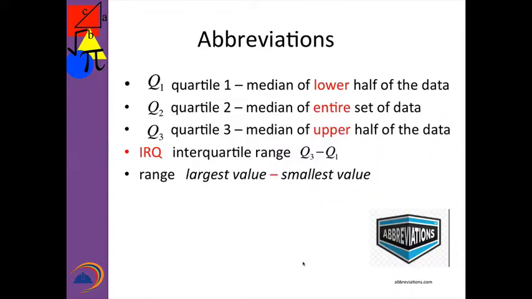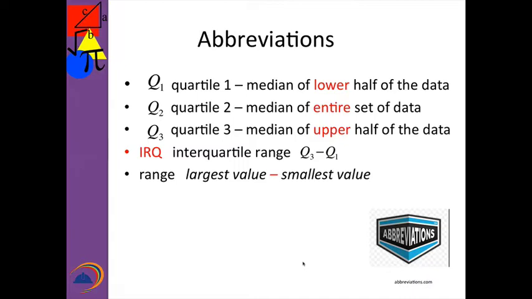Welcome back. Here are our abbreviations. Q sub 1, and that's a subscript, means quartile 1, and it's the lower half of the data. From Q sub 1 to the smallest number is half the data. From quartile 2, Q sub 2, to the largest number is half the data. Quartile 3 is the median of the upper half of the data. Quartile 1 is the median of the lower half of the data.